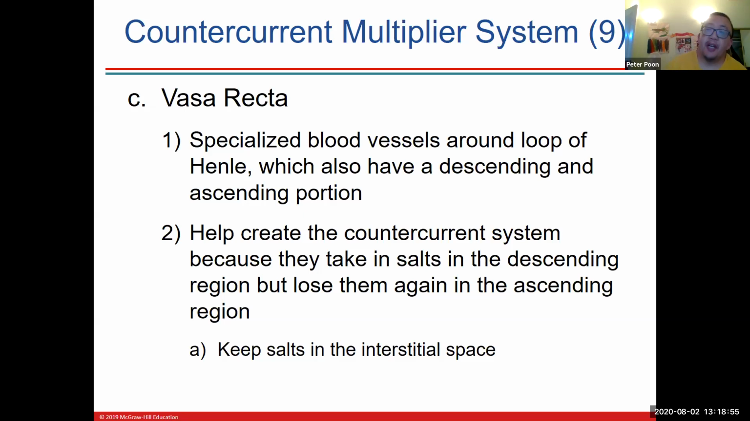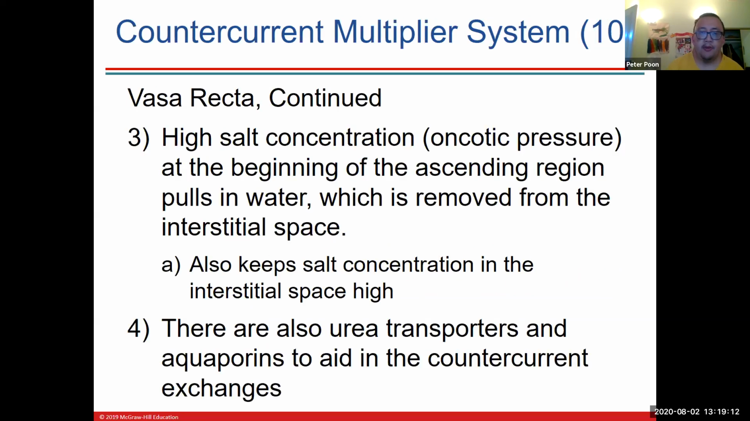Okay, the vasa recta. The vasa recta are specialized blood vessels around the loop of Henle, and they work in the juxtamedullary nephrons. Okay, they are special in that they can reabsorb a lot more water and salt.